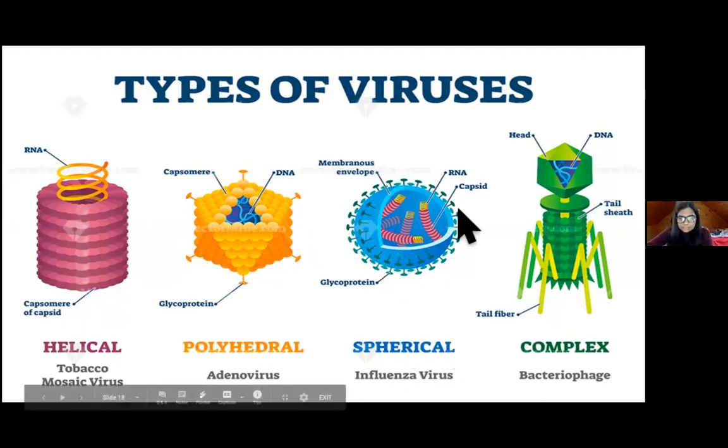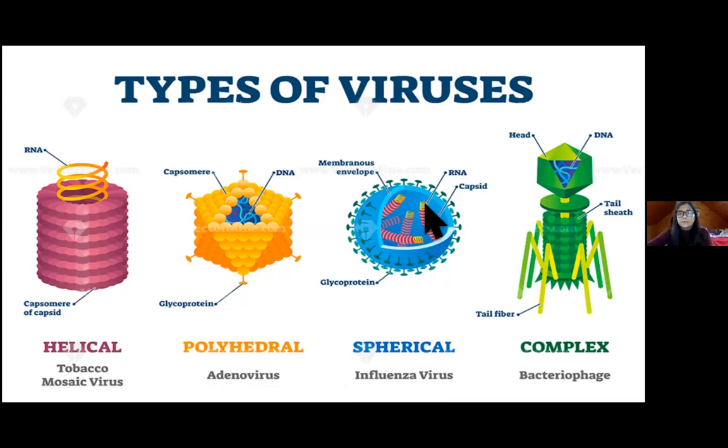And then this is spherical. So this is the influenza viruses that we usually find in common colds. And also this is the shape that COVID-19 actually takes. So there's the protein coat and there are glycoproteins attached, and there's RNA in this one. And then this is the complex bacteriophage, which has a head, tail fiber, tail sheath, and it's a DNA virus.